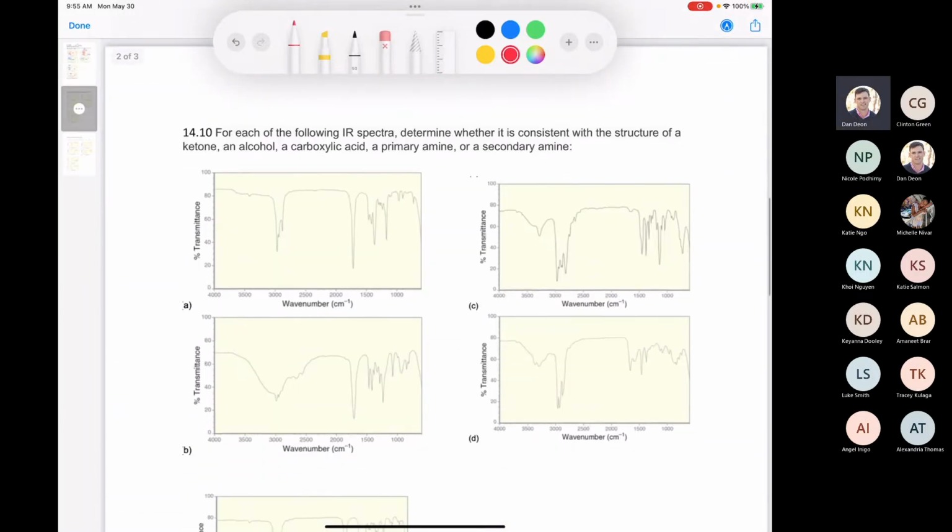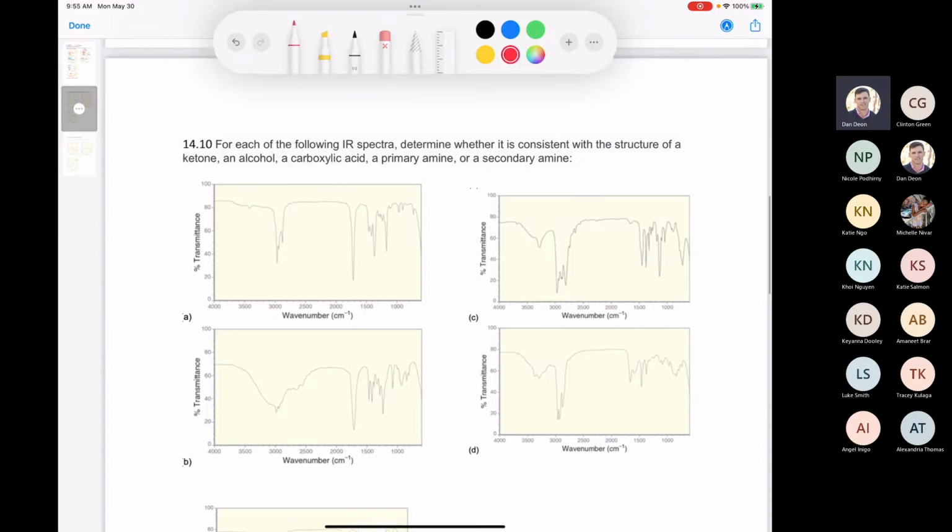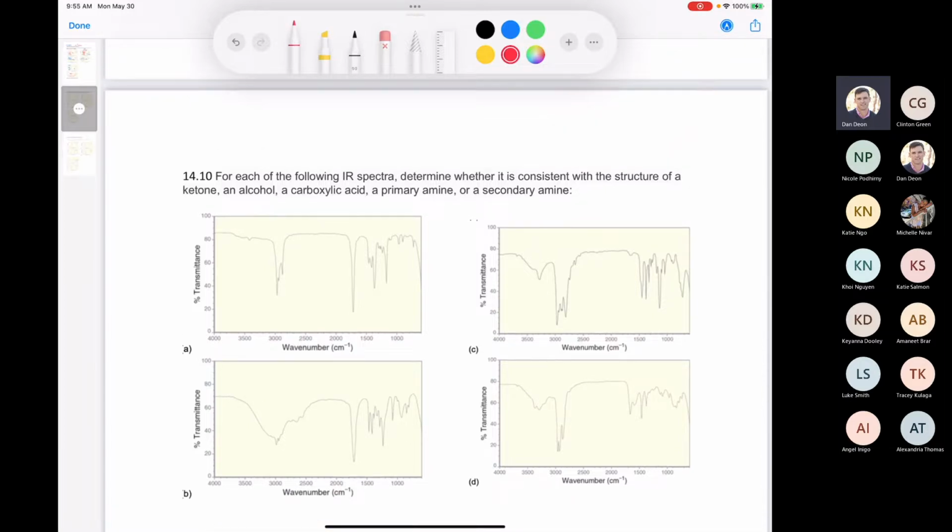Let's try a different problem. Now we want to distinguish between a ketone, an alcohol, a carboxylic acid, a primary amine, and a secondary amine. So we've got five different functional groups.